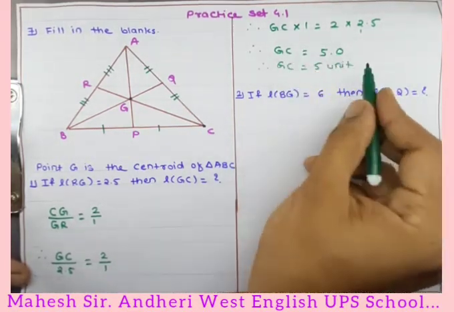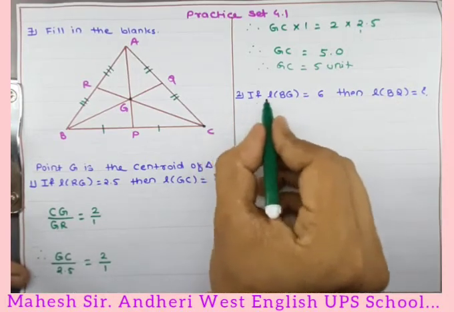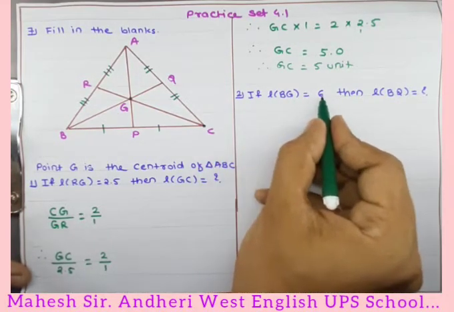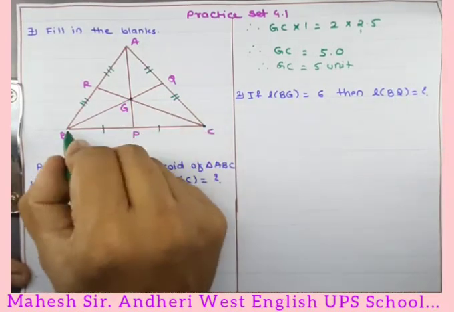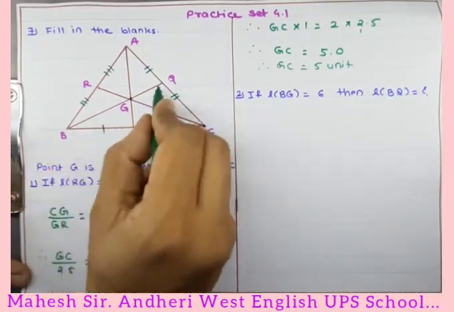I hope you have understood this. Then the second question: BG is given as 6, and we have to find out what BQ is in total.